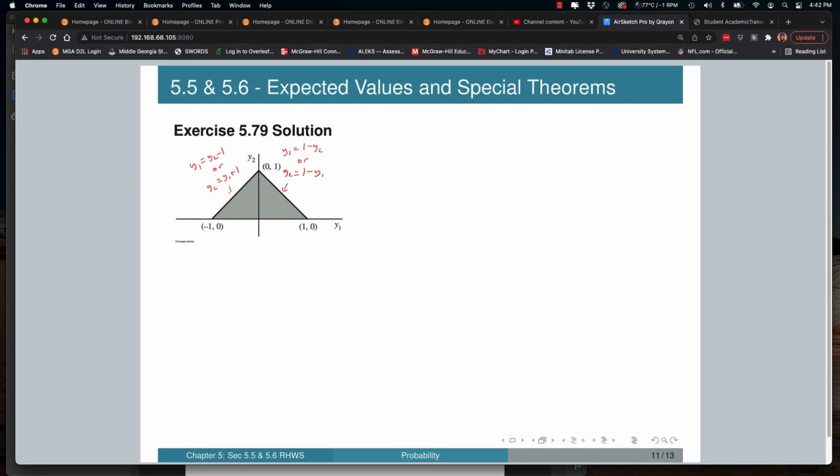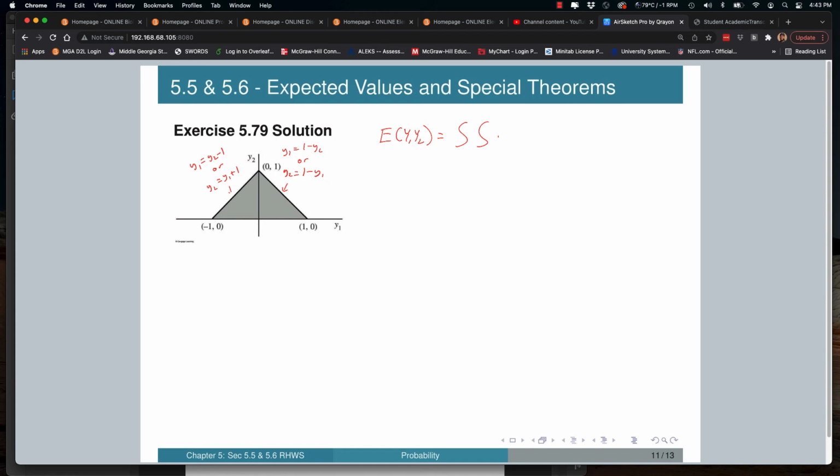All right. So the expected value of y sub 1 times y sub 2 is equal to the double integral. We'll set that up first. And since the problem said this was a uniform distribution, it means everything's at the height of 1. So the function's just 1.